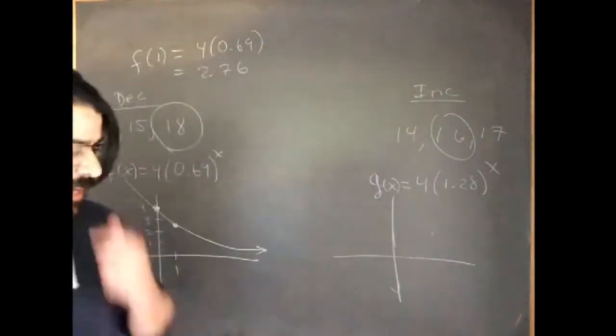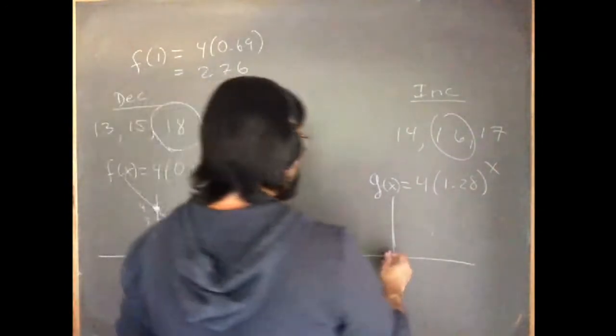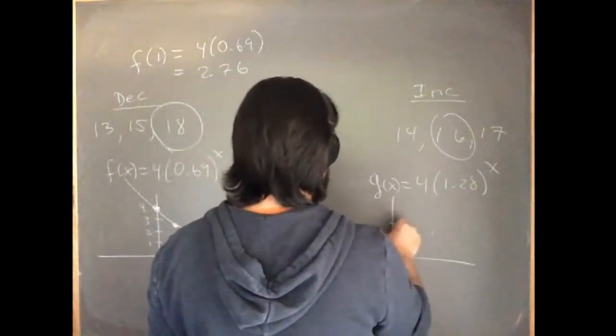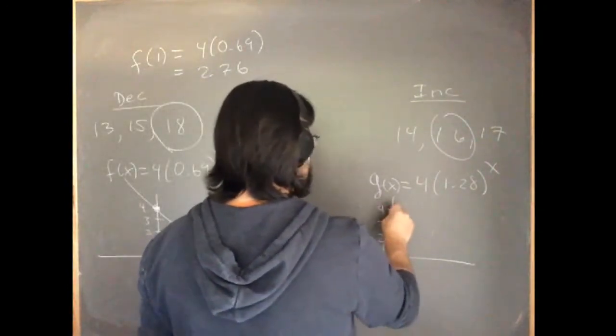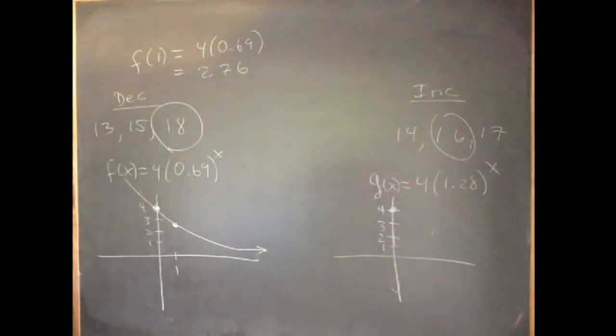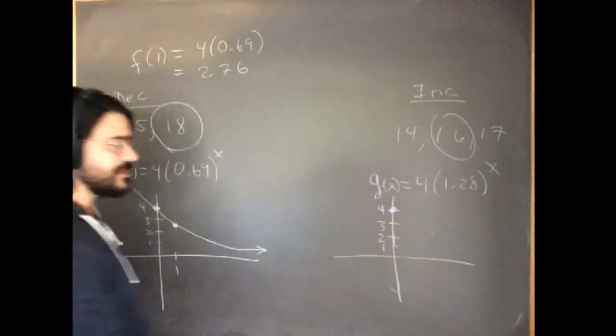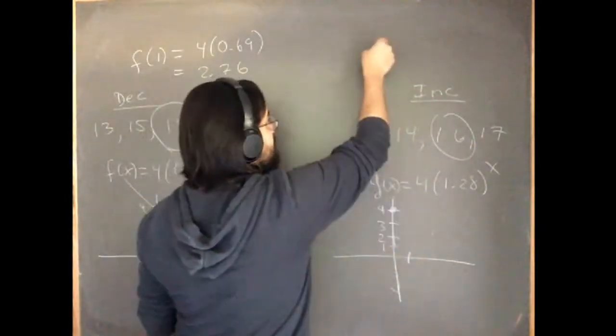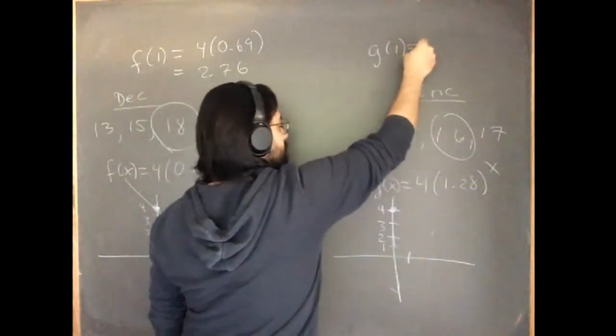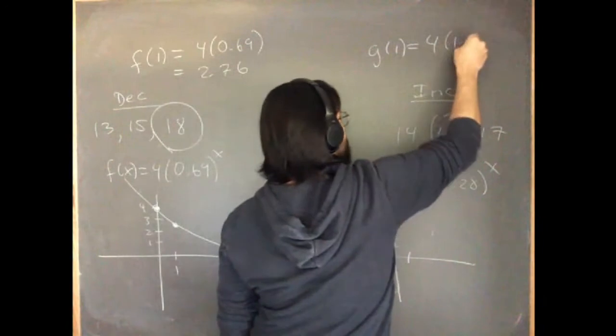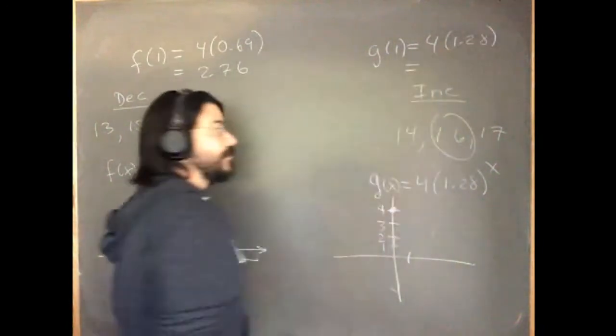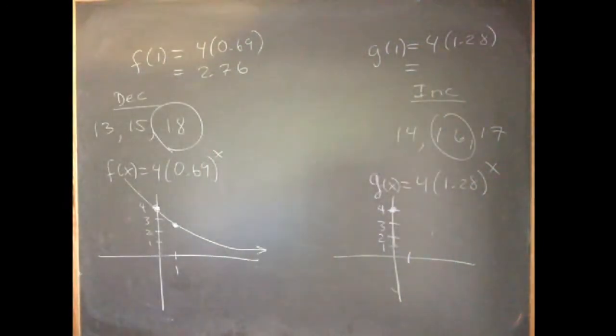Now on this second one, you're going to do the same thing over here. So here's 1, 2, 3, and 4. We know it goes through the point (0, 4) because that a value is 4. We now know that this one is increasing. So what do we get for g of 1? It's going to be 4 times 1.28. We're increasing it by 28%. What do we get when we multiply those two together?